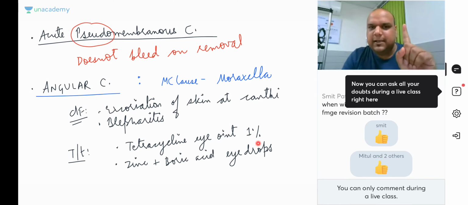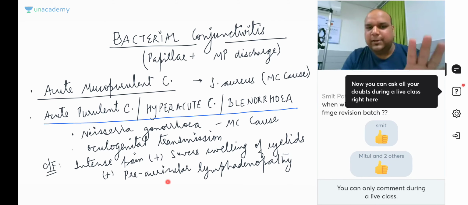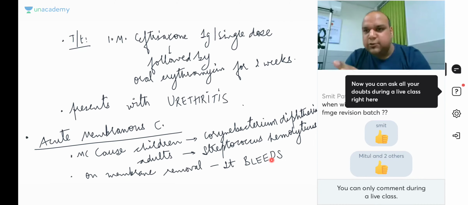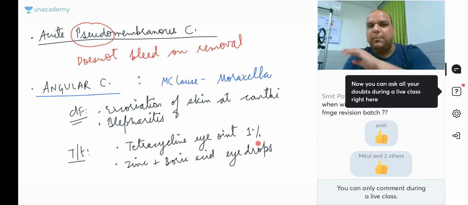So this is our bacterial conjunctivitis done, everybody. Let's revise. Papilla with mucopurulent discharge. Important condition: hyperacute conjunctivitis due to Neisseria. In Neisseria, there will be associated oculogenital urethritis. There will be intense pain, swelling of the eyelids, and preauricular lymphadenopathy. Then the difference between membrane and pseudomembrane: a membrane will bleed on removal, a pseudomembrane will not bleed on removal. Angular conjunctivitis: Moraxella and canthi. Please remember this. Angles, you understand angles? The corners of the angles. Done.